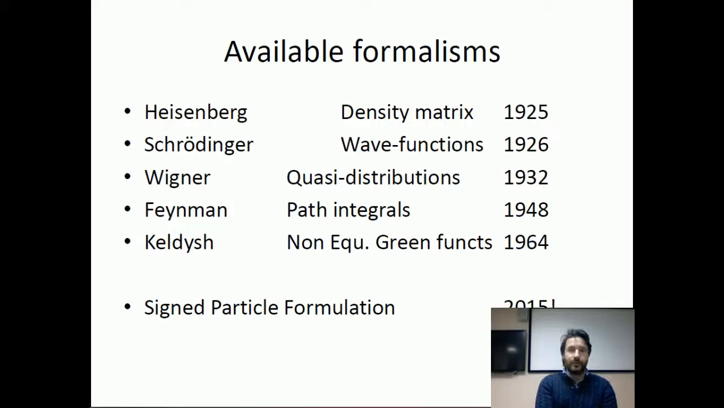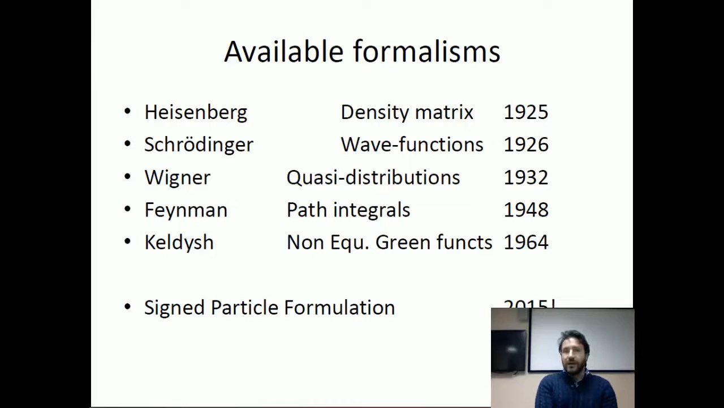In a moment, we are going to discuss in particular the connection between Schrödinger and Wigner. So many of these formulations are very well known. For example, you have the oldest one, which comes from 1925, given by Heisenberg, which is based on the concept of a density matrix. You have the Schrödinger one, which is nowadays the standard, was created a year after Heisenberg and is based on the concept of wave functions.